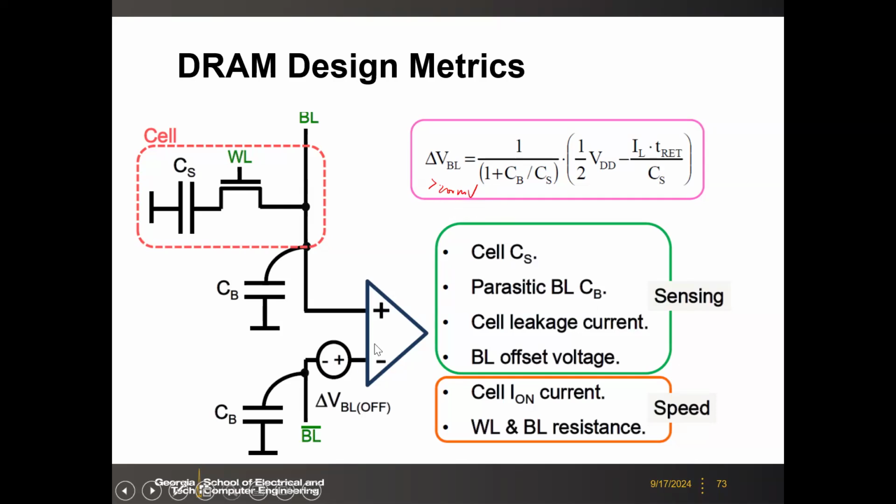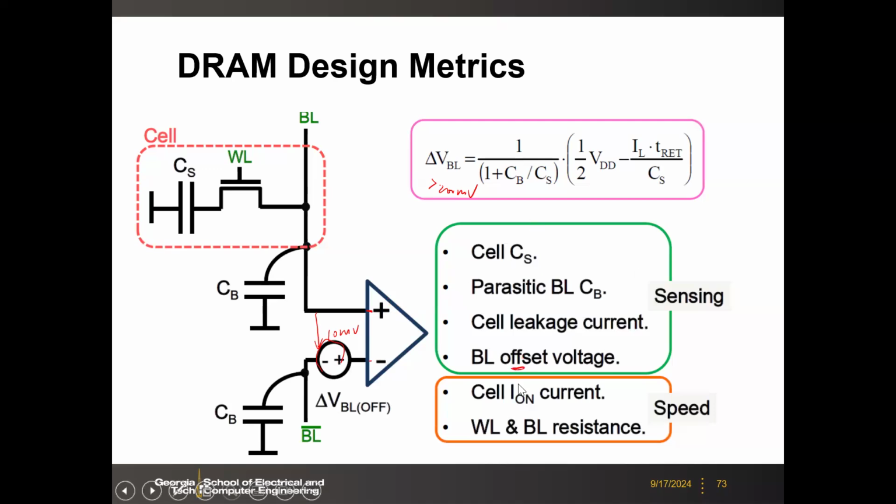Because of the transistor mismatch of this sense amp, you may have some built-in bias that is called offset. So even though, let's say, this one is larger than this by 10 millivolts, due to this bias it may detect wrong, because of the mismatch of those differential pair transistors, like VTH mismatch. Then you have some built-in bias that is offset.